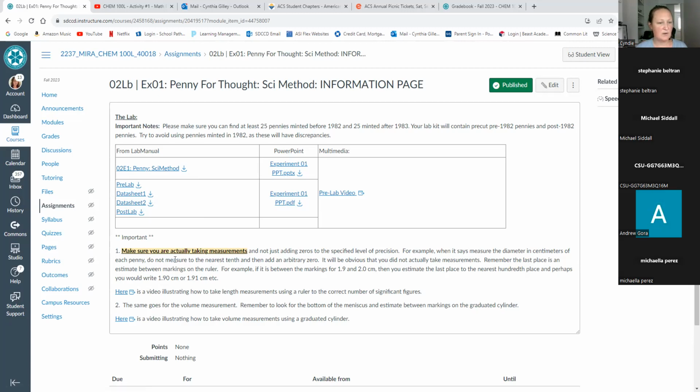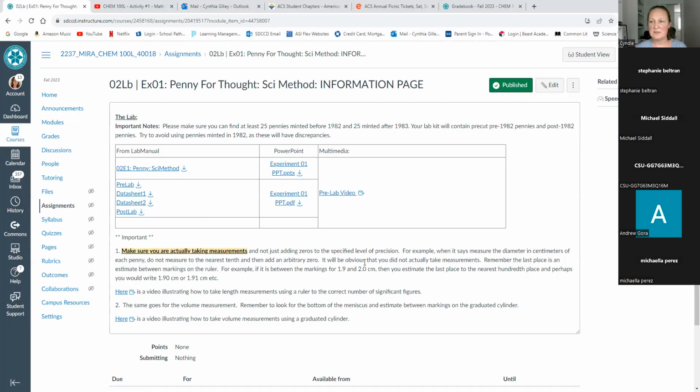Okay, so you need to take measurements and you need to do so to the correct level of precision. That's what I talk about in this pre-lab video. So if you're not watching that, you have no idea how to measure things properly, and you're going to get everything wrong. Okay, so definitely take actual measurements of all the pennies.